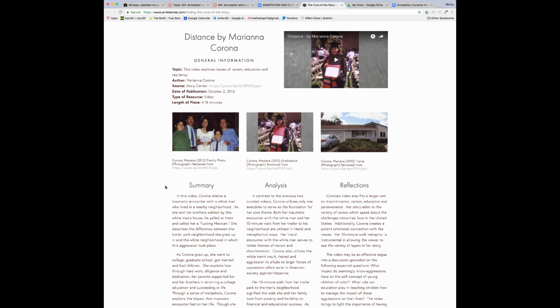And I hope that this explanation of annotation and curation has been helpful, and I'll look forward to reading your work as we move forward through the class.